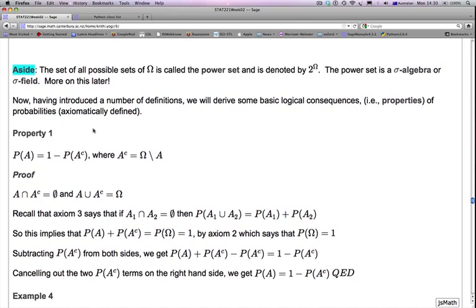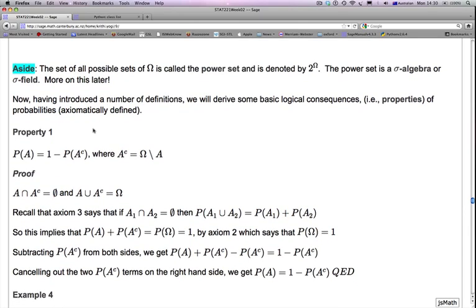So here's an aside for those of you who are a bit more mathematically inclined. The set of all possible subsets of the sample space is called the power set and is denoted by 2 to the power of omega. The power set is called a sigma algebra or a sigma field. We might talk about this more later.